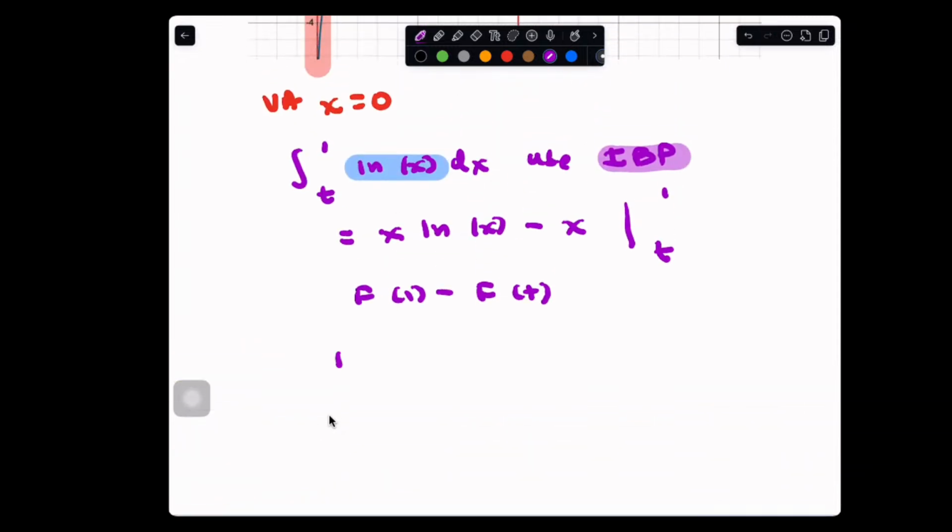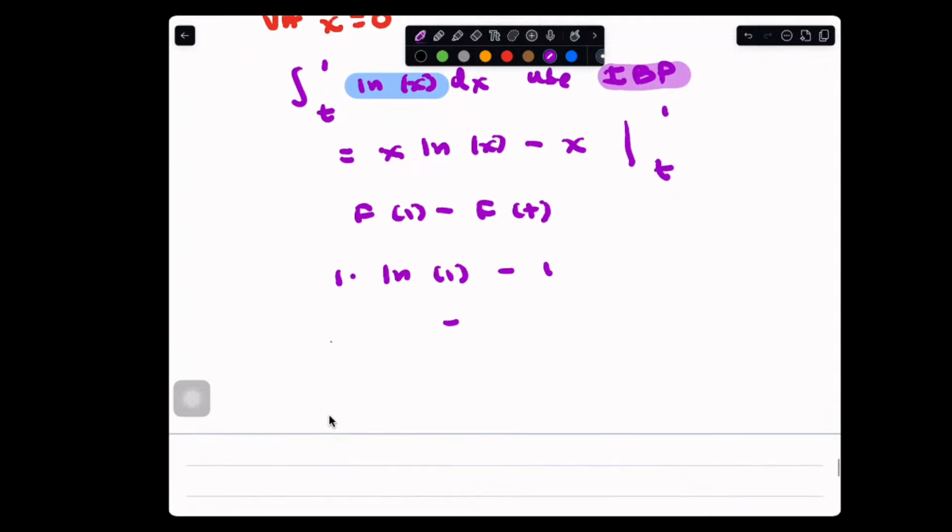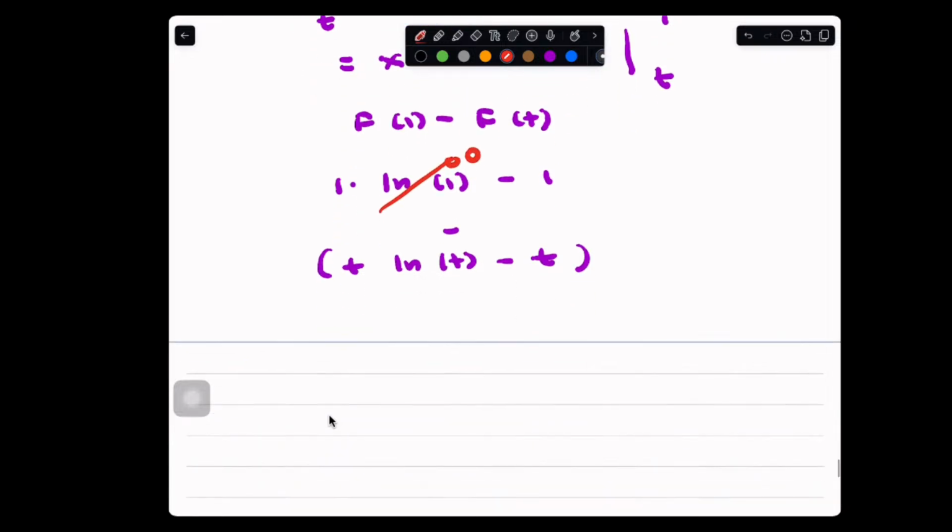So we get 1 natural log 1 minus 1, minus t natural log t minus t. Well, natural log 1 is actually 0. So we end up with negative 1 minus t natural log t plus t, because we're going to distribute this negative sign. It's going to change the signs to everything within that parentheses here. This is the I of t now.